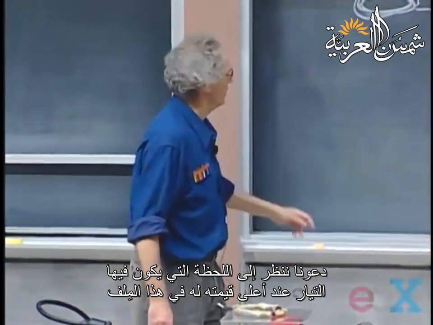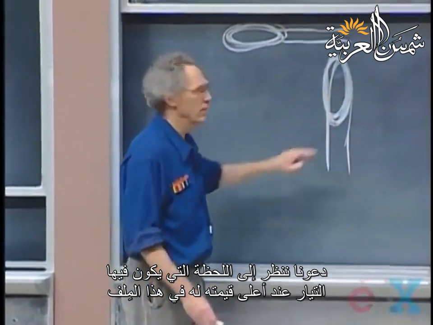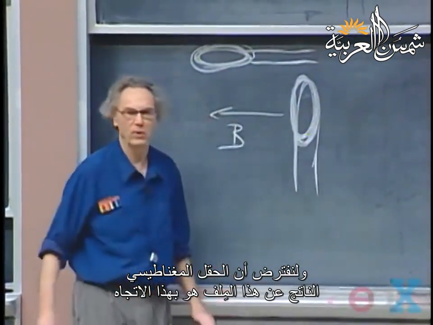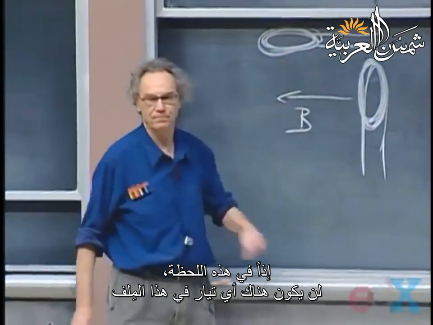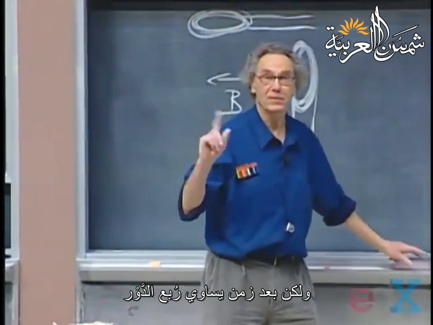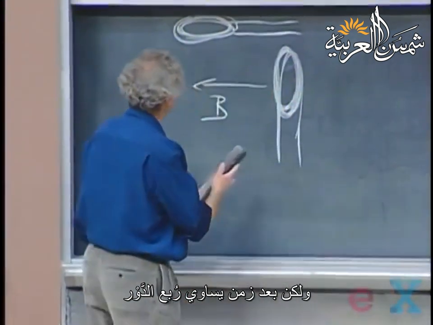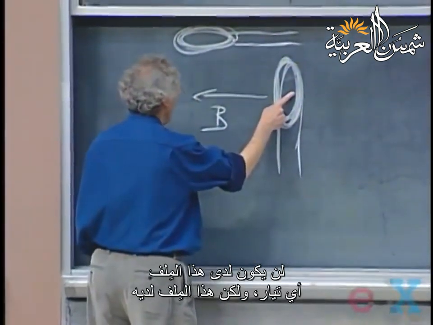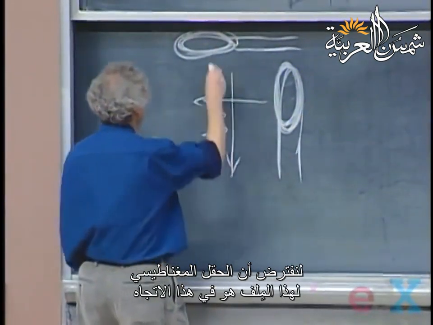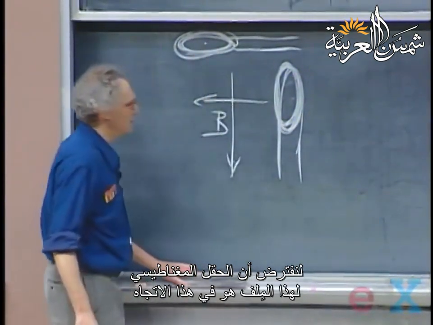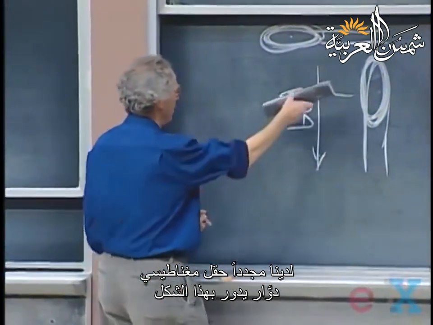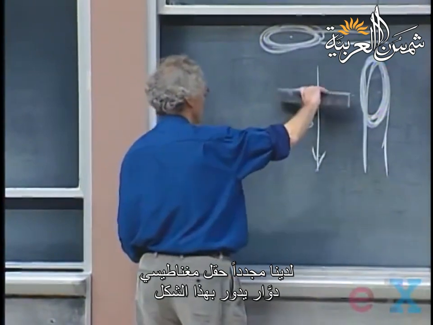Let's look at the moment that the current is maximum through this one. And let's say the magnetic field is in this direction, which is created by this coil. Then there is no current here. But 1/4 of a period later, this one has no current, but this one does. Let's assume that now the magnetic field from this one is in this direction. And so what you're going to see now is that again you have a rotating magnetic field which goes like so.